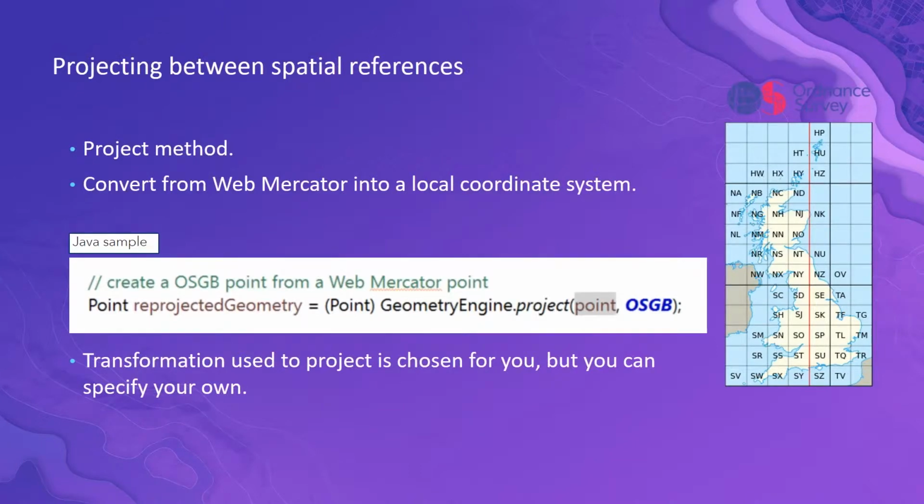The geometry engine has the ability to transform and project geometries from one spatial reference to another. For example, it has a project method. As you can see in this piece of code, this example shows the geometry engine calling the project method by passing in a point that's in Web Mercator and then projecting it to an Ordnance Survey coordinate system of Great Britain. Transformations are basically handled for the best transformation for that particular region of the world. The framework provides that, but you can override that and specify your own transformation within ArcGIS Runtime.